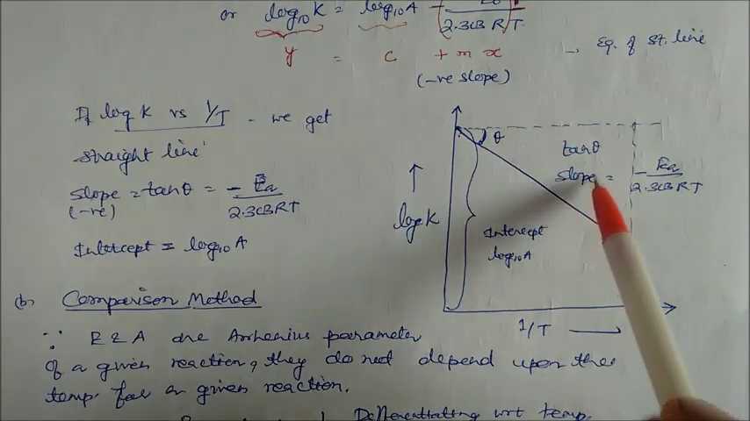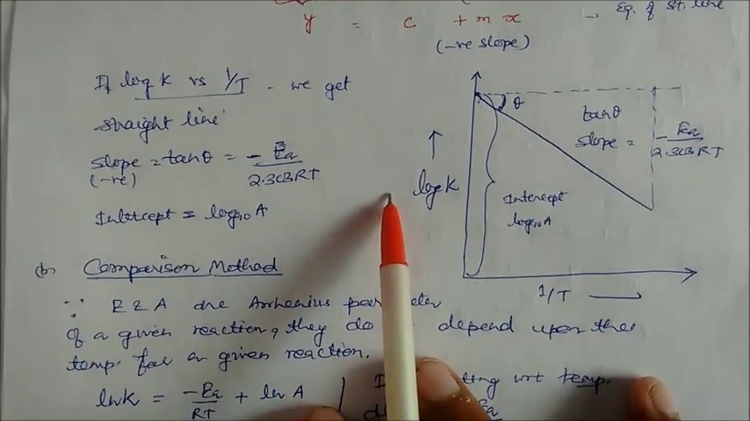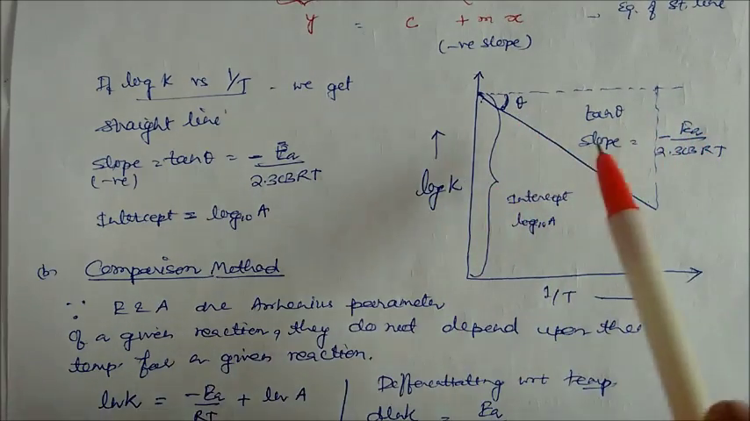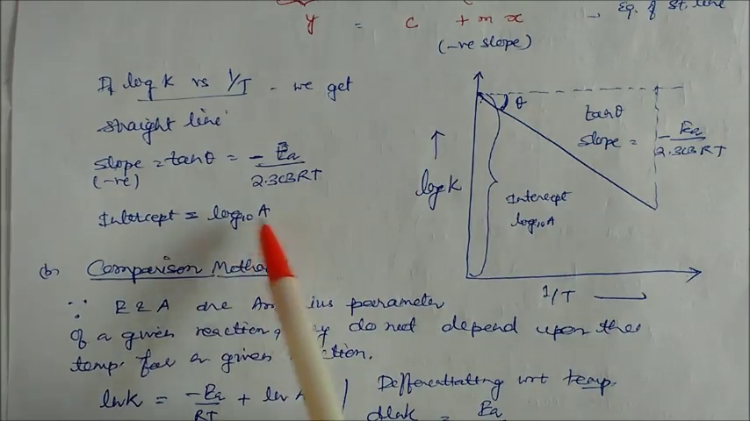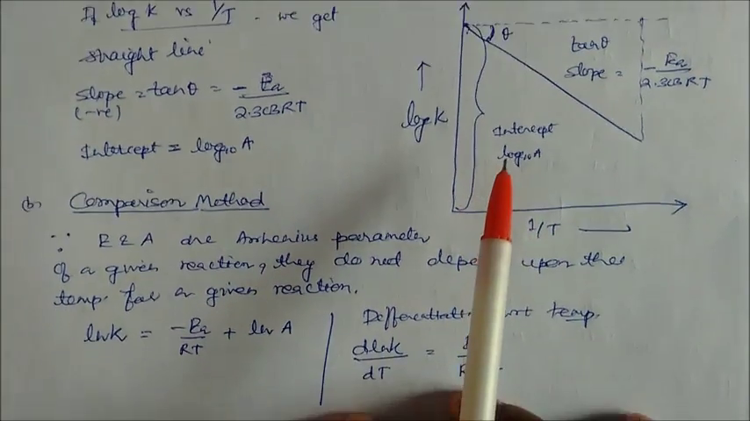So tan theta, that is the slope, is minus Ea upon 2.303 R. Sometimes problems are given from here. What is the theta value? If you calculate this value, we will get the slope value. And this is the intercept. So the intercept is natural log, so log of A. This whole value is the intercept, this is the theta. Second method is the comparison method.